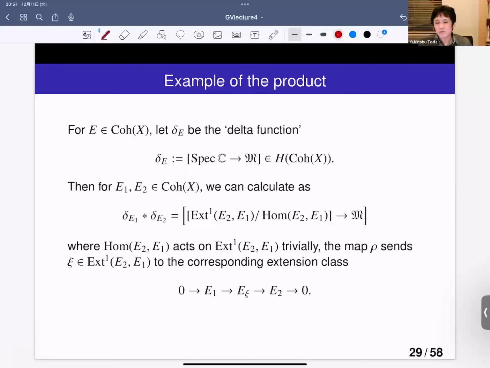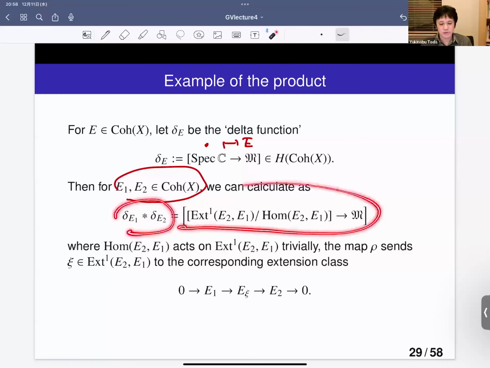So here is a simple example of the product, but this example is very important because the computation of this product gives the essential part of these constructions. For a coherent sheaf E, let delta_E be the delta function, that is, the map from Spec C to N which takes the point to E. Then for a pair of coherent sheaves E1, E2, we can calculate this product this way. This follows easily from the definition of the Hall product.